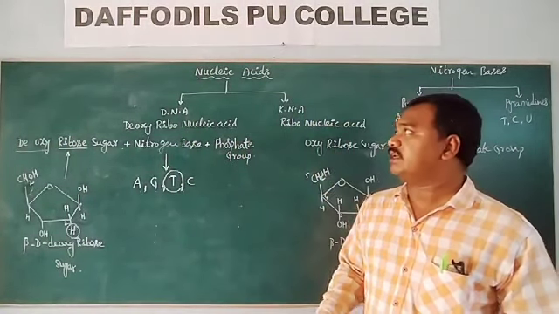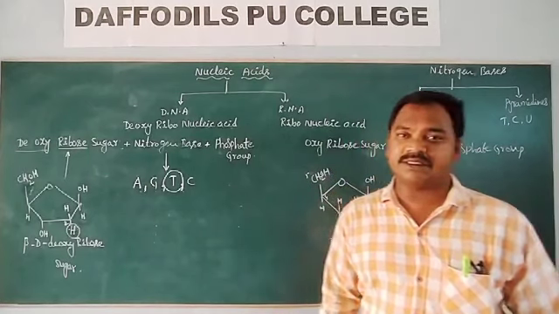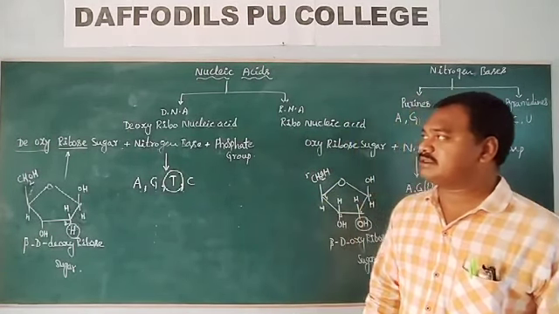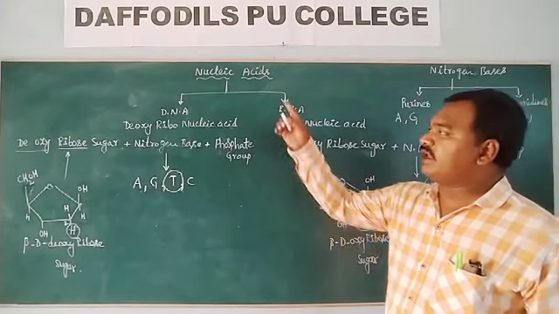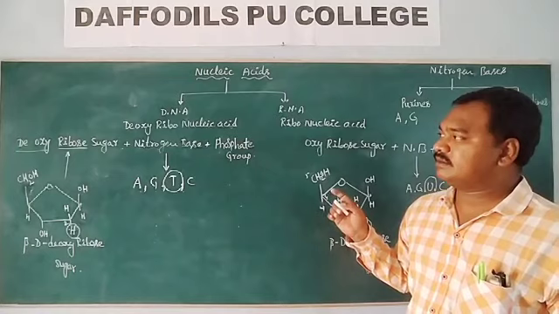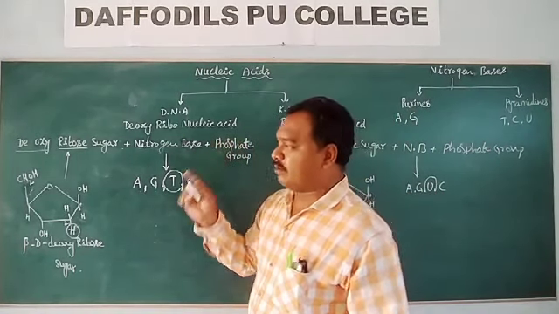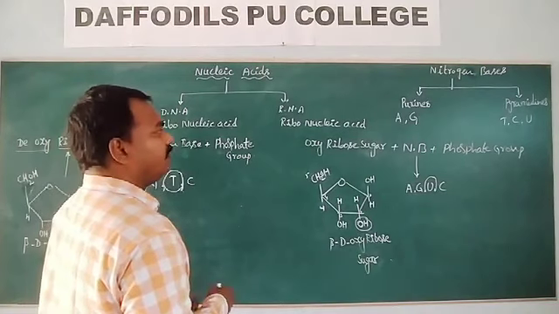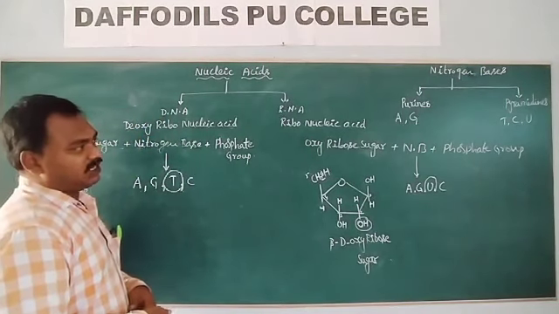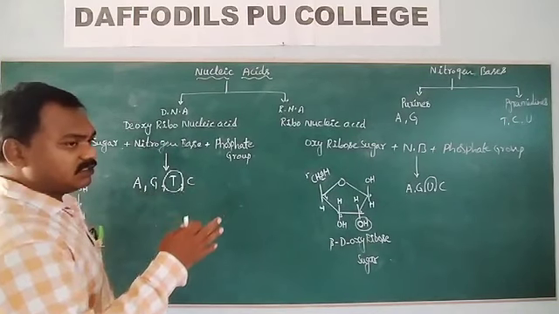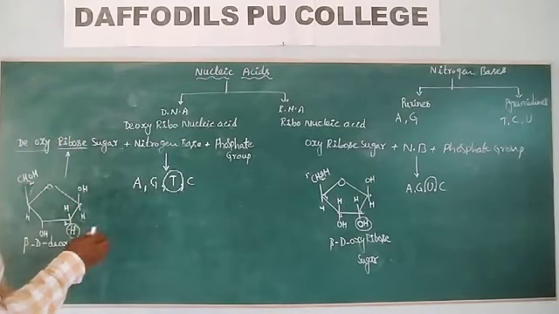Today I will discuss nucleic acids. This is one of the topics in biomolecules. The nucleic acids are of two types, DNA and RNA. DNA full form is deoxyribonucleic acid. RNA full form is ribonucleic acid. Every cell contains both DNA and RNA.